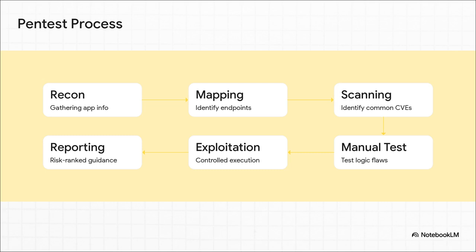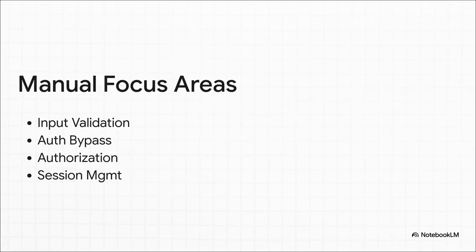Then we hit Step 4, which is the most critical, manual testing. This leads directly into Step 5, which is controlled exploitation, seeing exactly how far an attacker could get. And finally, Step 6, reporting. And we're talking actionable, developer-friendly guidance here, not just a massive PDF dumping a list of generic problems on your desk. Now, here is the real differentiator.